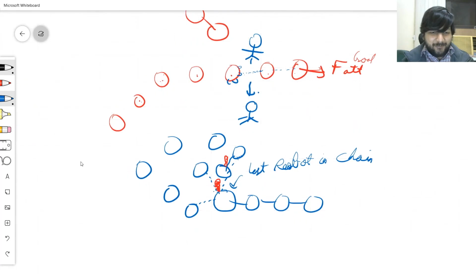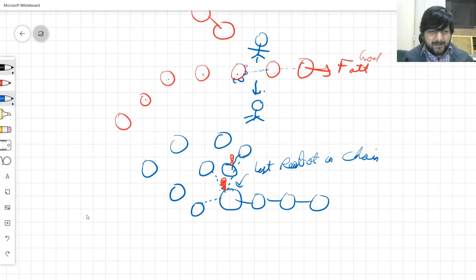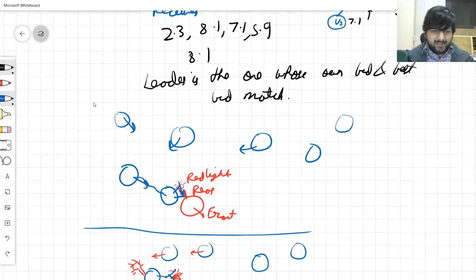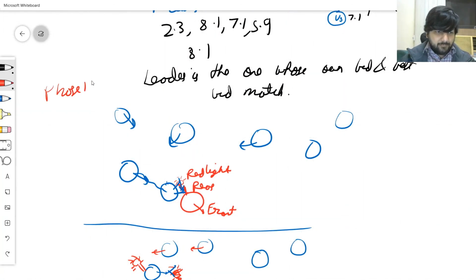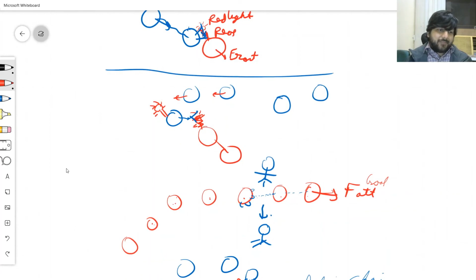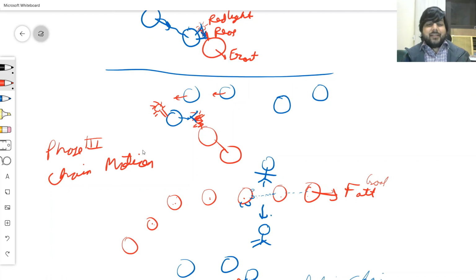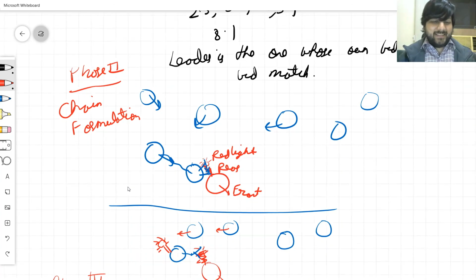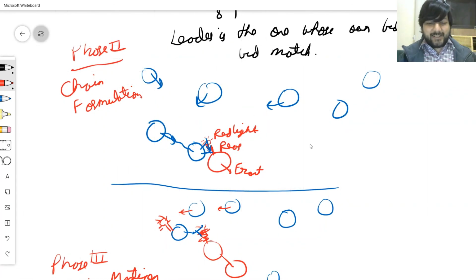The randomization is still there for exactly the same reasons. So the randomization in stage one, that's phase one, leader selection. This is phase two, chain formulation. And finally, we have phase three, which is chain motion. So here you need randomization, because otherwise the robots will cluster so much that no robot will actually be able to get to the robot. So some of them need to eventually move back, which is good. These will have to move randomly because otherwise they cannot sense anything at times.